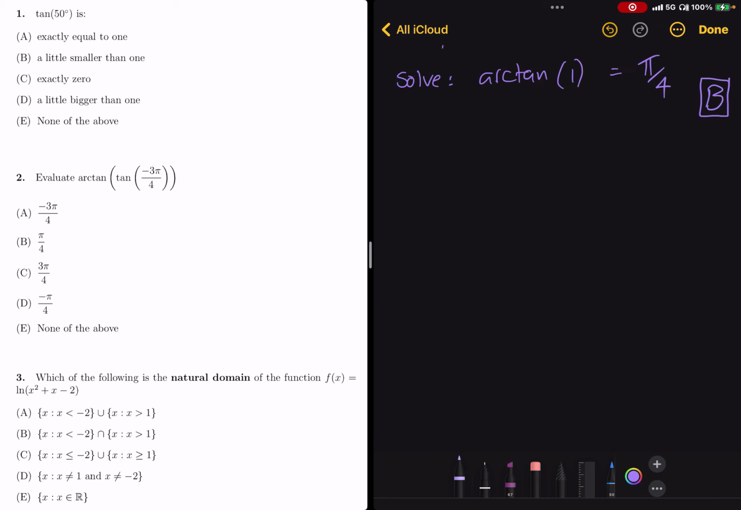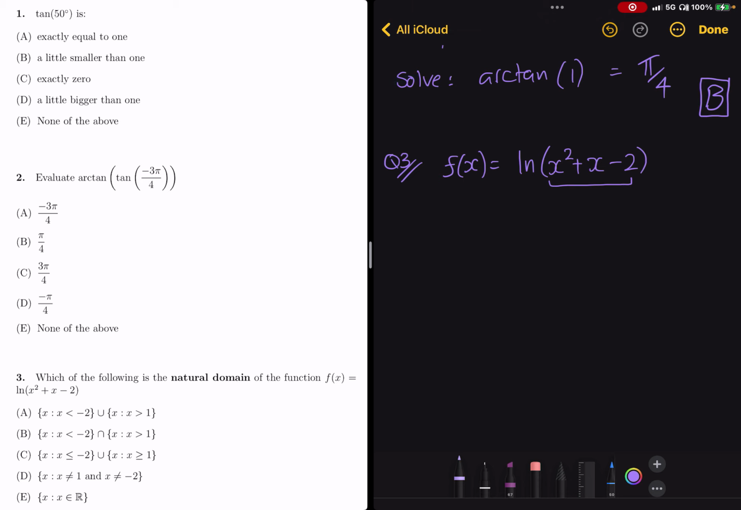All right. So now we'll have a look at question 3. Which of the following is the natural domain of the function? All right. So f of x is equal to the natural log of x squared plus x minus 2. So if you think of the natural domain of the function, we're going to start by assuming it's pretty much all real values, and then we're going to try and think of exceptions. So x is all real values, but what can it not be?